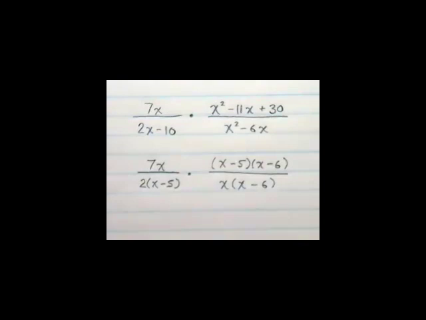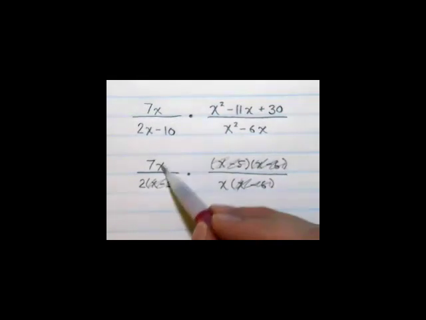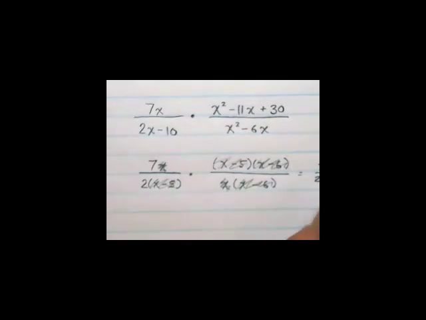Then we're looking for things that cancel. There's quite a few of them, right? x minus 5, x minus 5, x minus 6, x minus 6, x, x. What's the answer? 7 over 2. Don't forget that, too. The whole thing works out to 7 over 2. Okay, but that's the idea.